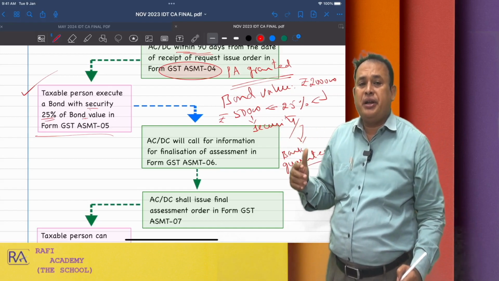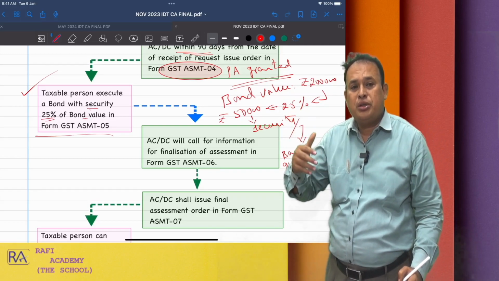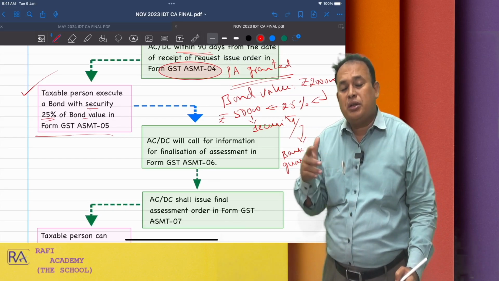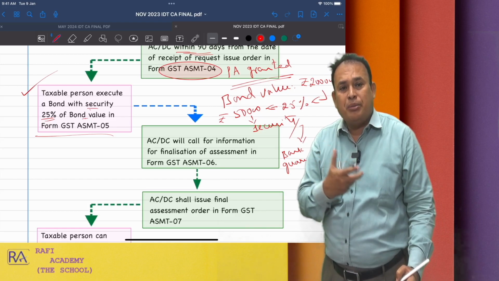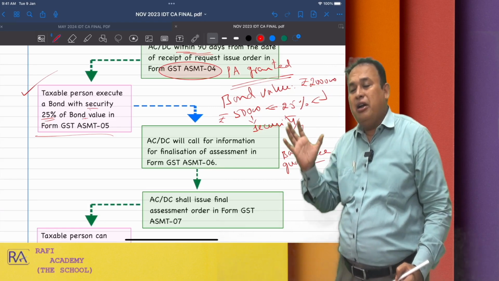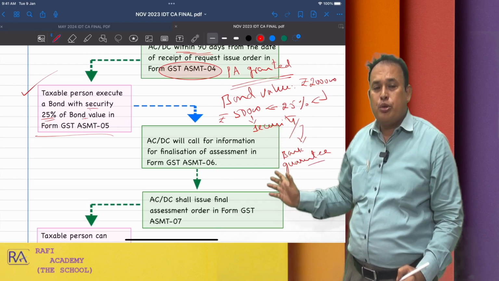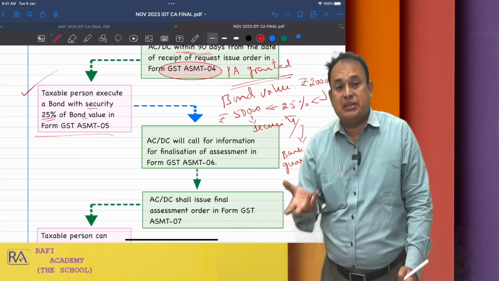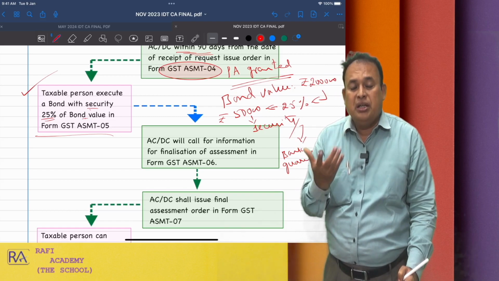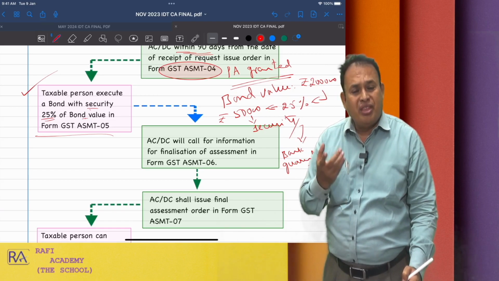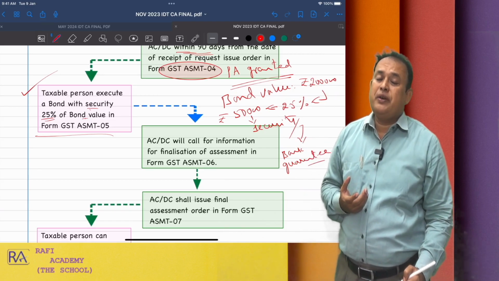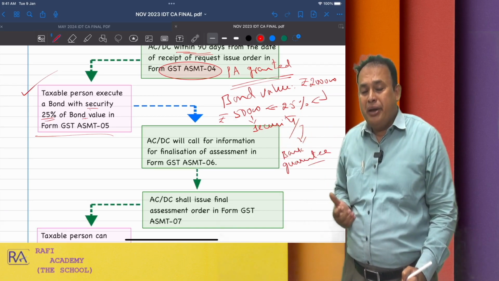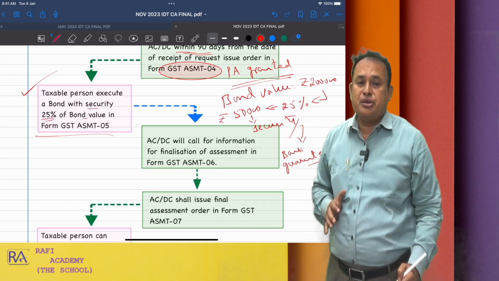Department is asking for security. Security means somebody should give what we call an assurance. Who will give the assurance? The banker will give, where I have the bank account. As a taxpayer, I went to my bank manager. I approached him, sir. Bond value of 2 lakh rupees, sir. The Department of Central Tax asked me to execute. While executing this, they are asking for the security, sir, 25% of the bond value, which is 50,000. Can you give the security? Bank manager says, sure, definitely I will give the security.